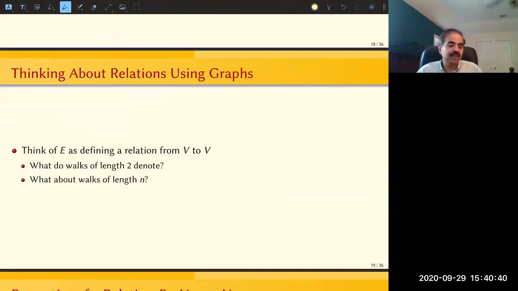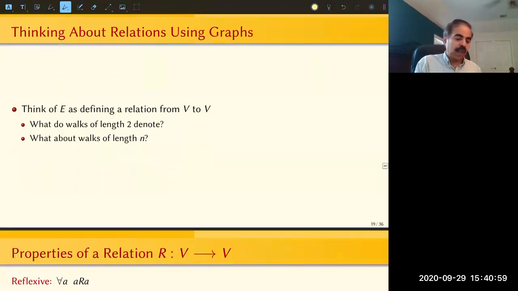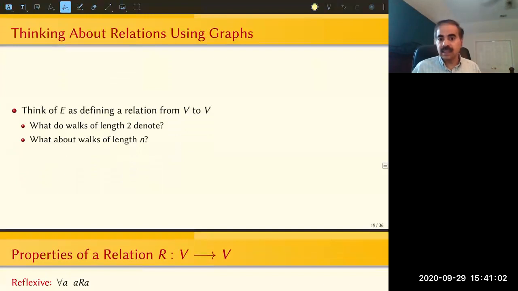Now let's get back to what we were talking about, which is relations, because we were thinking of graphs as a more compact and more visual way to represent a relation, right? So let's go back and ask these questions about some of the things that we learned in the context of graphs, such as walks and lengths of walks. What exactly do they mean in terms of the relation? Right? So let's start with a simple graph.